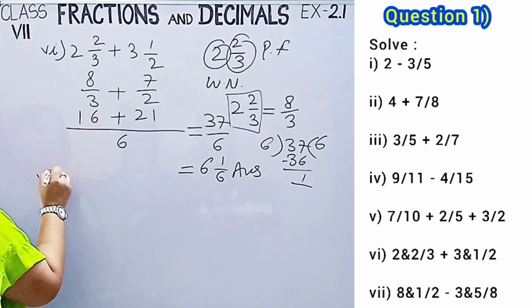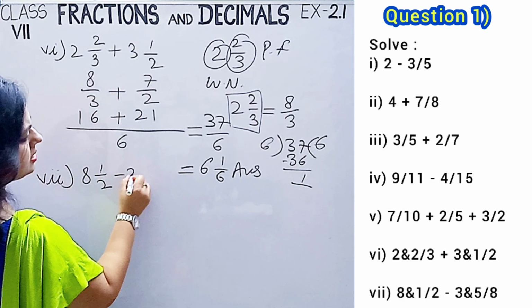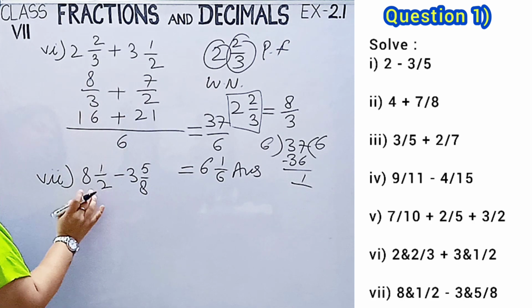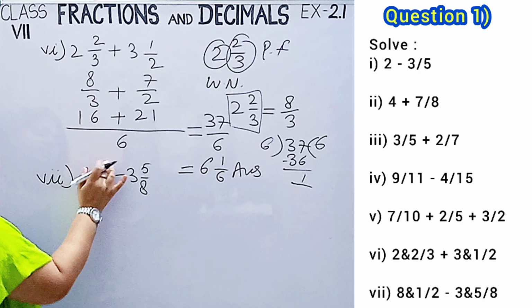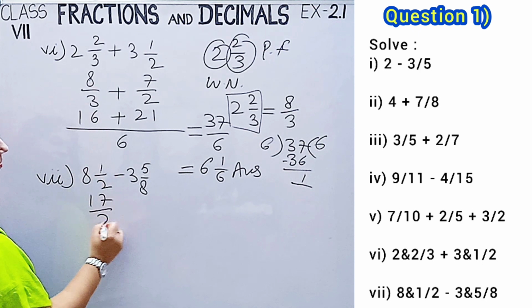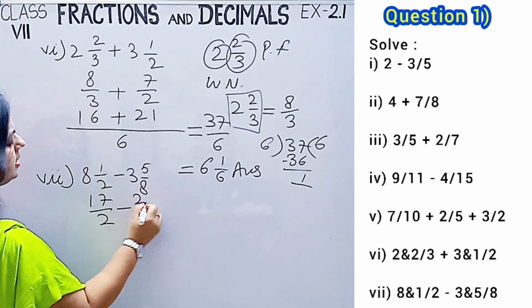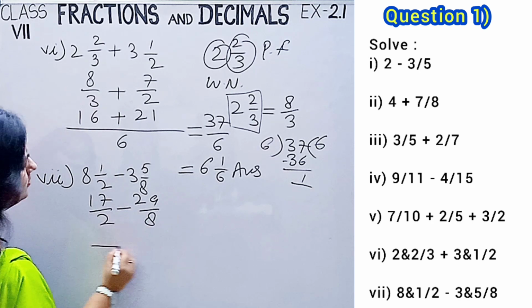Seventh part. 8 and 1 upon 2 minus 3 and 5 upon 8. Same as above, we have to convert into improper fractions. 2 8s are 16, 16 and 1, 17. 17 upon 2 minus 8 3s are 24, 24 and 5, 29 upon 8. Taking LCM of 2 and 8.